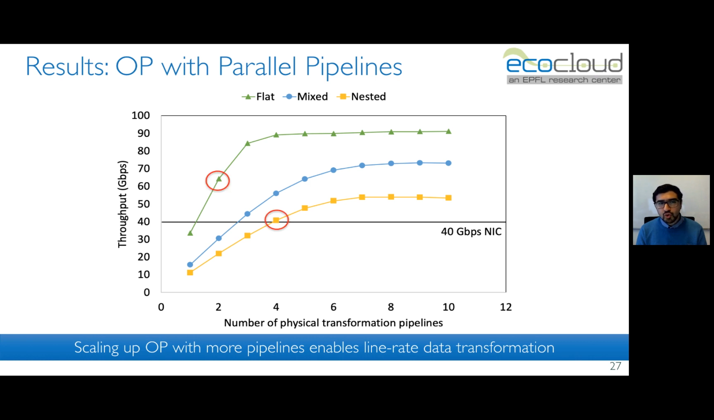So while with 2 pipelines, OP achieves the line rate transformation for flat messages, it needs 4 pipelines for nested messages. And the line for nested messages, the yellow line, plateaus at a lower rate because these messages are actually the least read efficient type of messages. For nested messages, for every output byte, OP has to read 4.25 bytes, while this read-write ratio is 2.6 for the flat messages. That's why the line for flat messages plateaus at a much higher throughput.